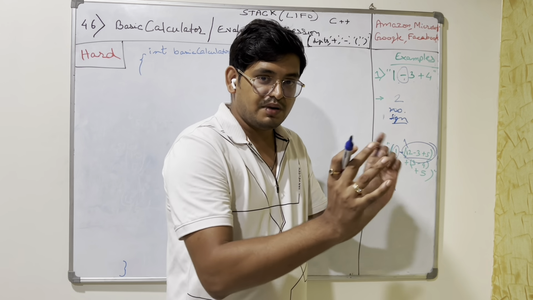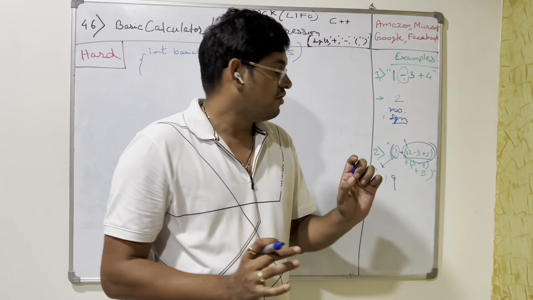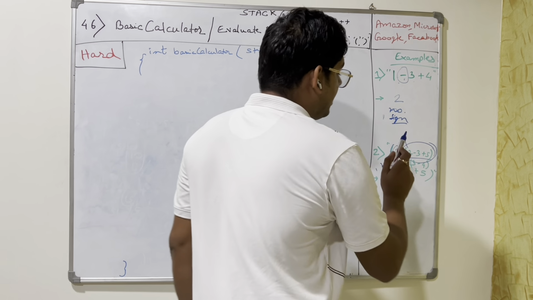So between numbers there is an operation, right? So we need to store the previous value.